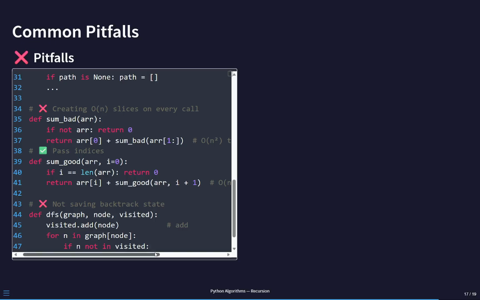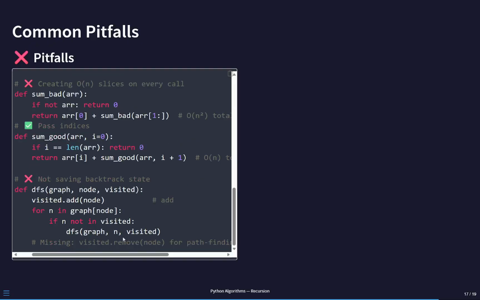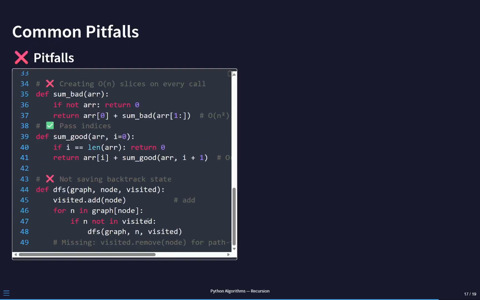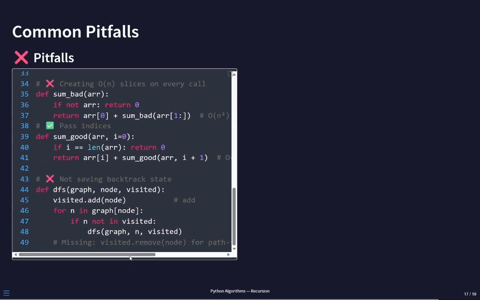Pass indices instead. Forgetting to restore backtrack state for pathfinding: in DFS that finds all paths, you must remove the node from the visited set after recursing, otherwise later paths that should include that node will incorrectly find it blocked. Visited.remove(node) is the backtrack step for visited sets.